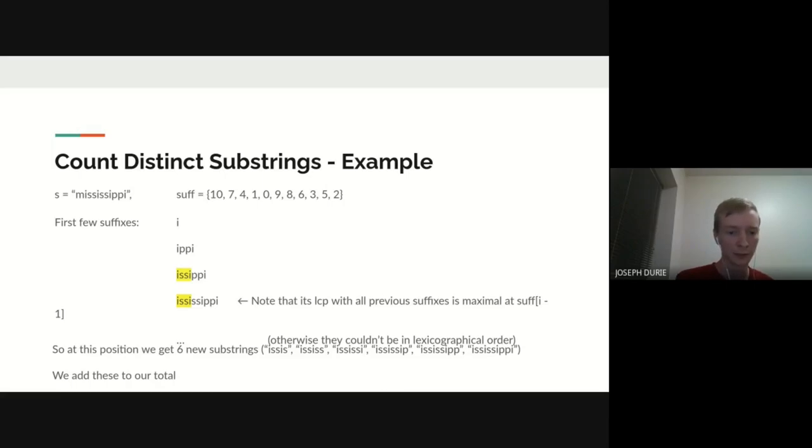So does it make sense why we're subtracting out four here? Because you have four substrings that we already counted. So I, IS, ISS, and ISSI, we've already counted. So we're basically subtracting those four out, and the other six that are left are these six, which are all new substrings that we haven't seen before.